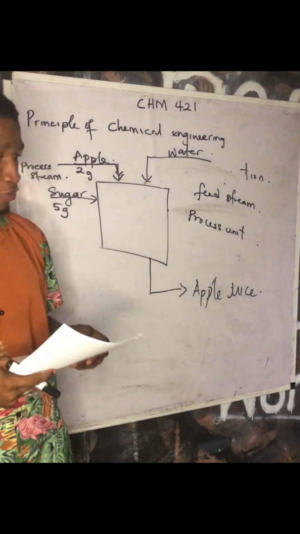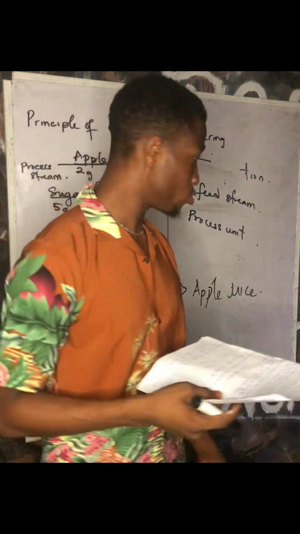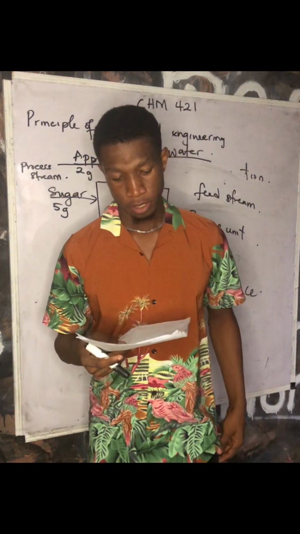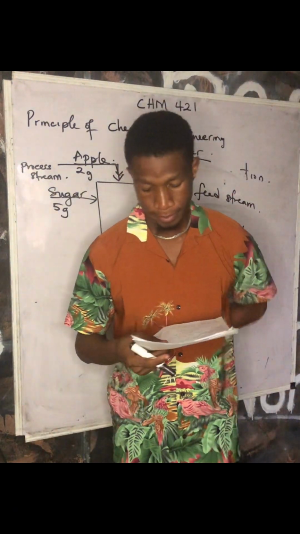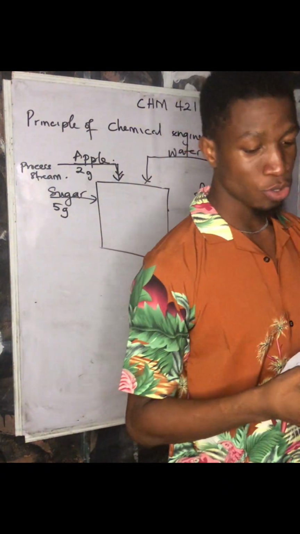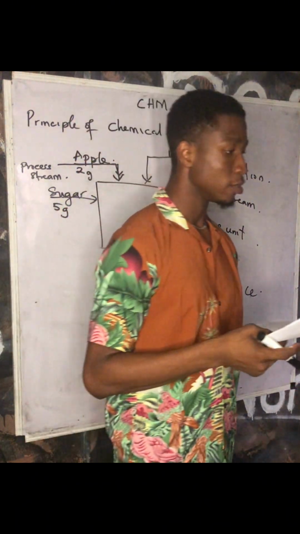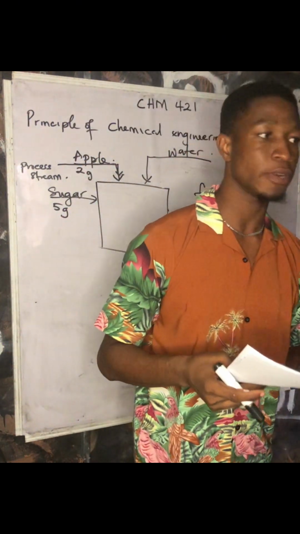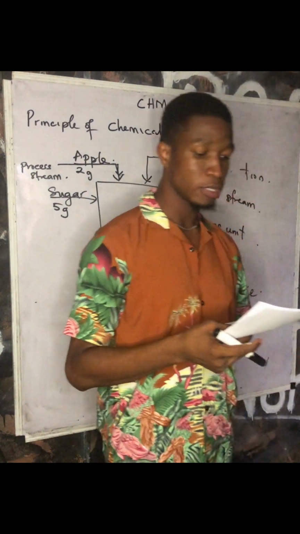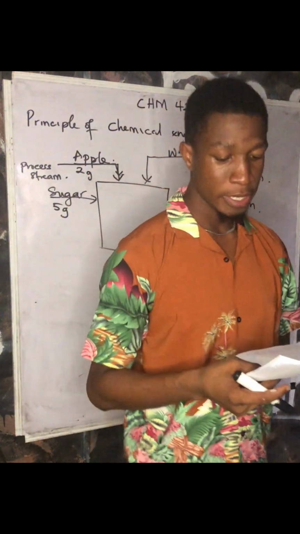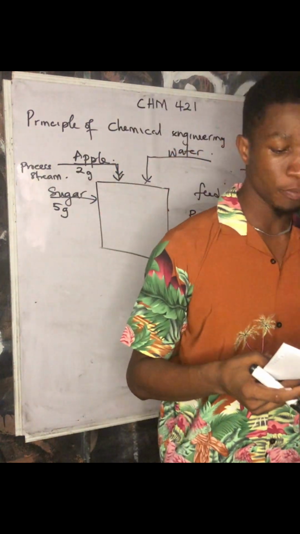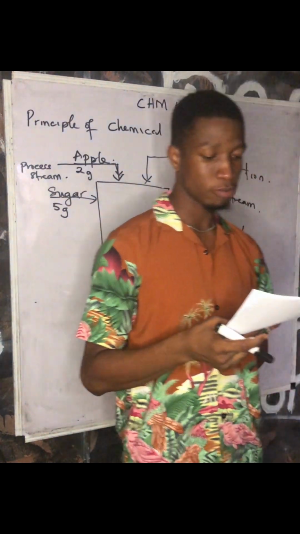So a process unit, in definition: a process unit is an apparatus or equipment in which one of the operations that constitutes a process is carried out.